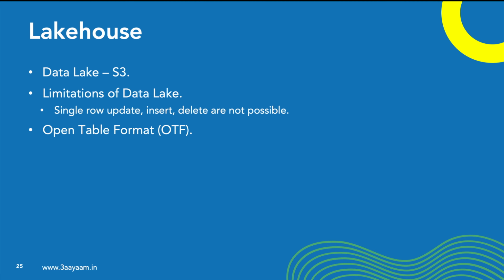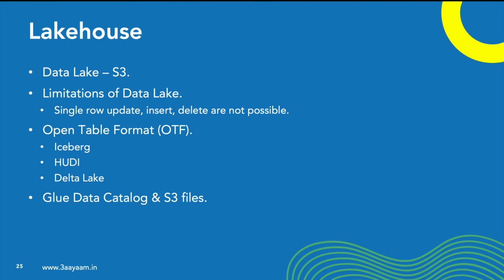Now this limitation is handled by something called open table format, and there are three types of open table formats: Iceberg, SerDe and Delta Lake. So what does an open table format entail? It enables single or multiple row update, insert, delete on a data lake. So we get data warehouse like features on a data lake. Whenever we use any open table format with our data lake, we call it a lakehouse. We use Glue data catalog and S3 files for these open table formats also.